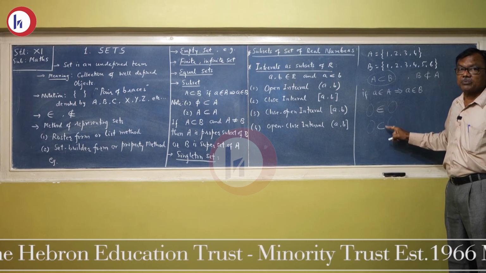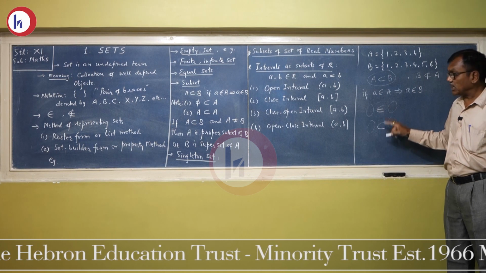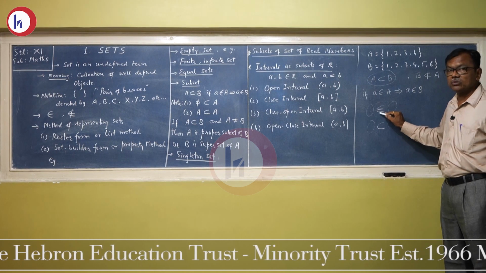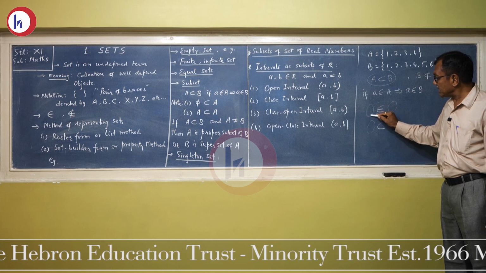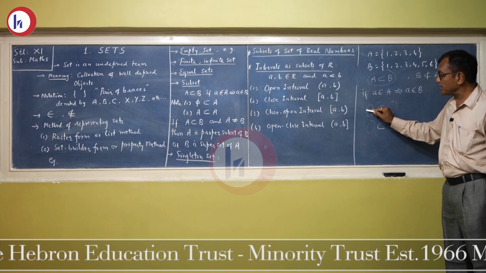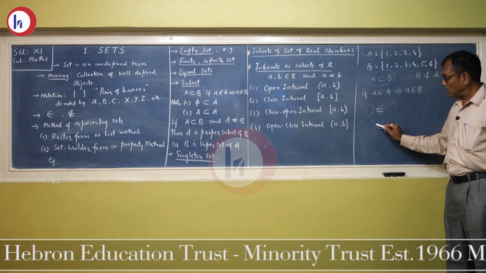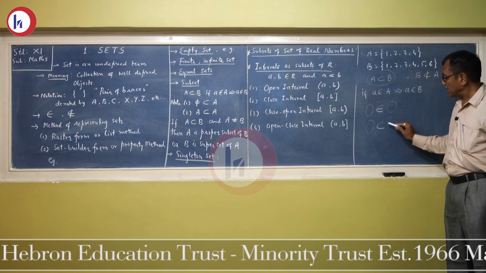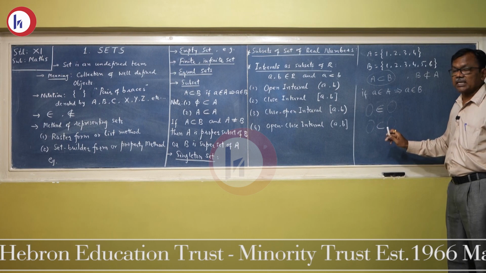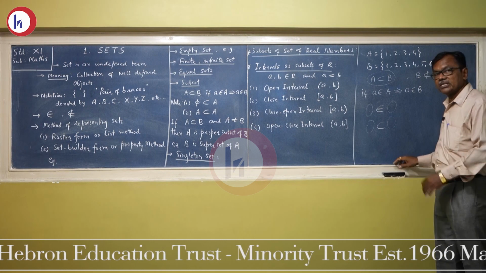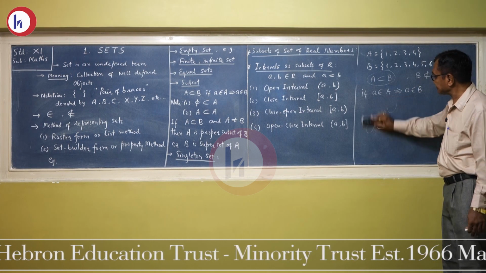Remember the difference between belongs to and subset. Once again, when belongs to is used, then whatever is here must be the element, and whatever is here must be the set. Subset, whatever is here, that is the set, and whatever is here, that is also the set. That is the main difference between belongs to and subset.